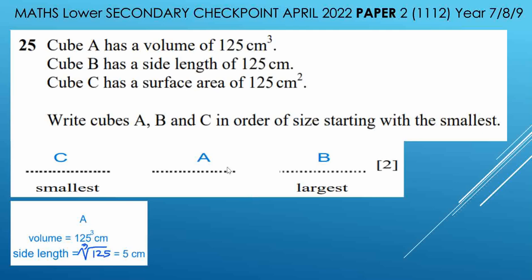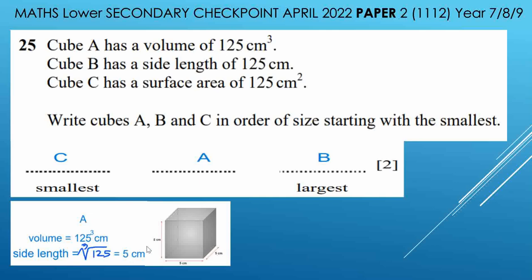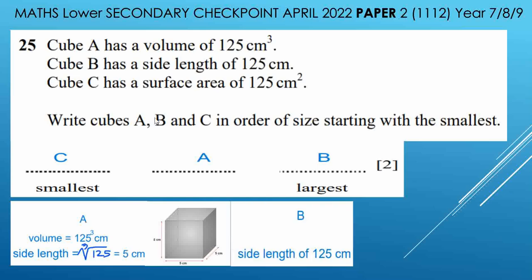Here's the explanation. Cube A has a volume of 125 cm³. To get the side length, it is the cube root of 125, which is 5 cm. So the side length is 5 cm. Cube B has a side length of 125, so it's definitely a long side length.